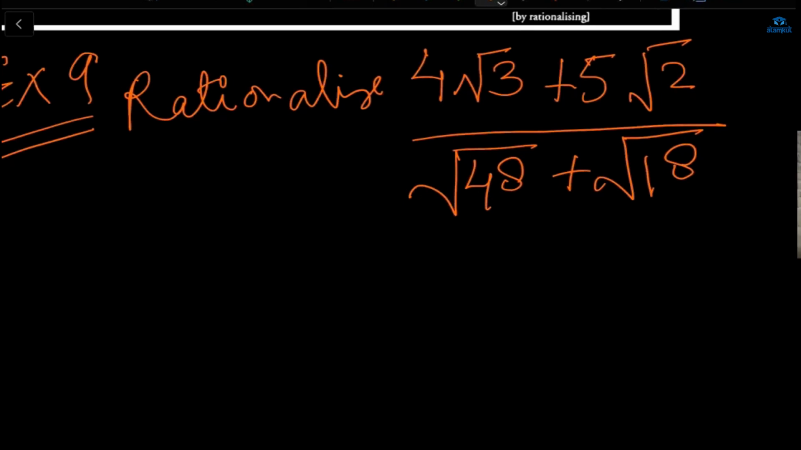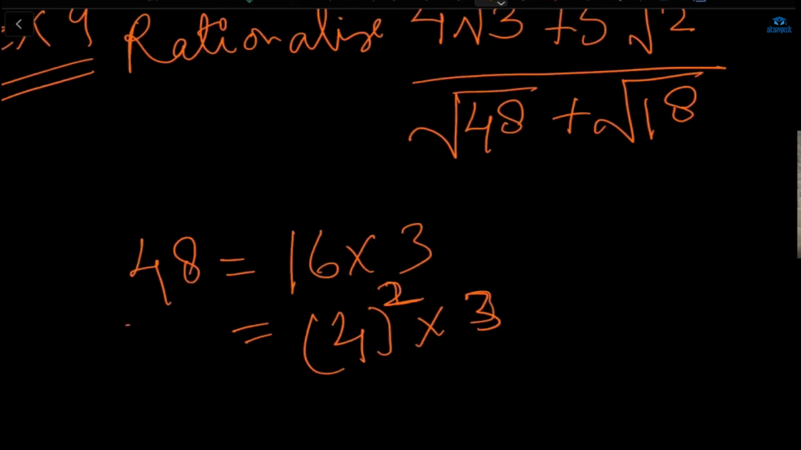Shazan, can you tell me an easier way for this rationalizing? For root 48 and root 18, can we expand this value or take something common? You can make it like 2 root something. How can you write 48? 48 can be written as 16 multiplied by 3. 16 is the square of 4. So root 48 is 4 root 3. Similarly, 18 also.